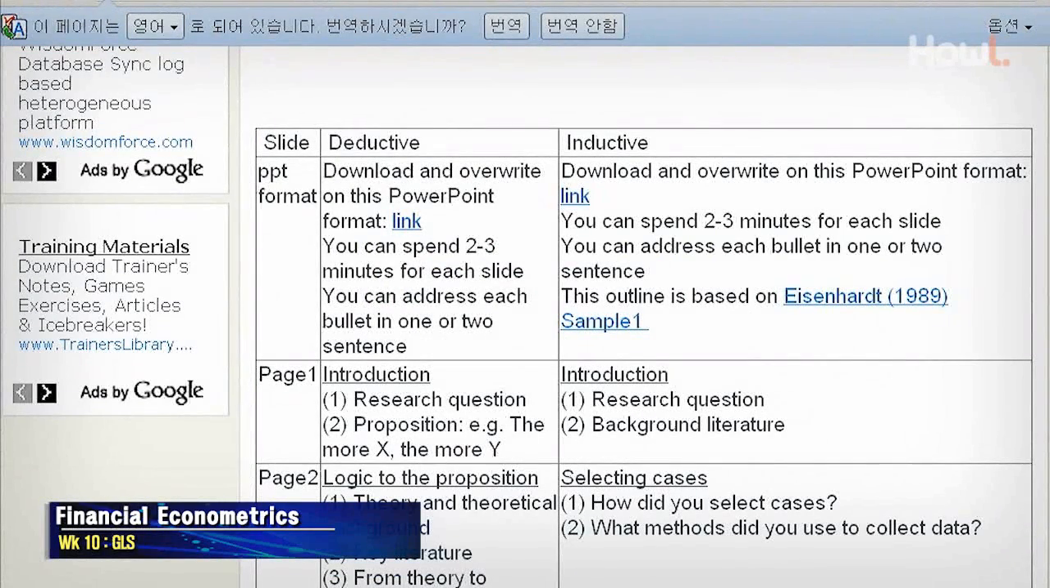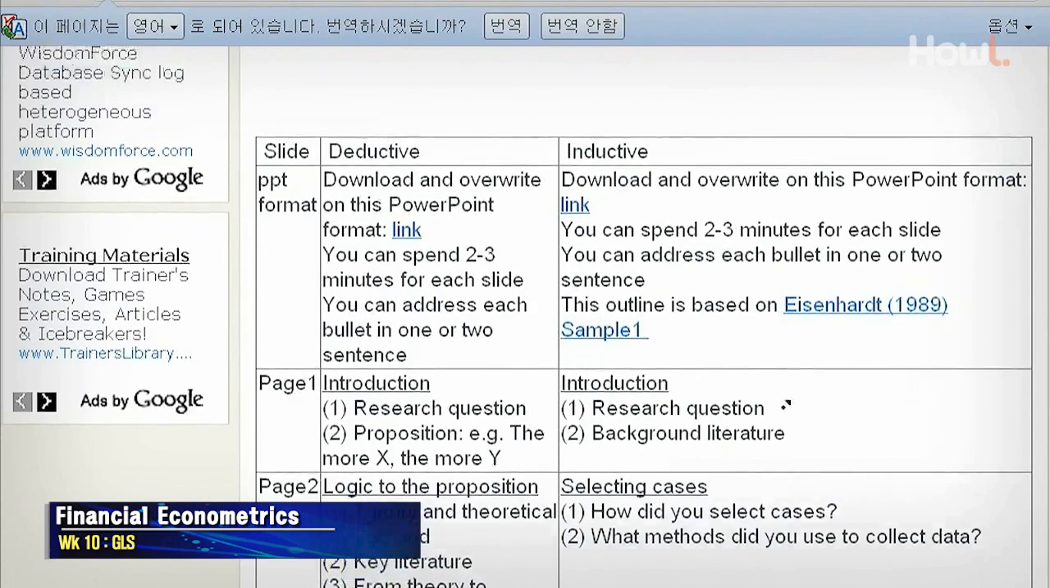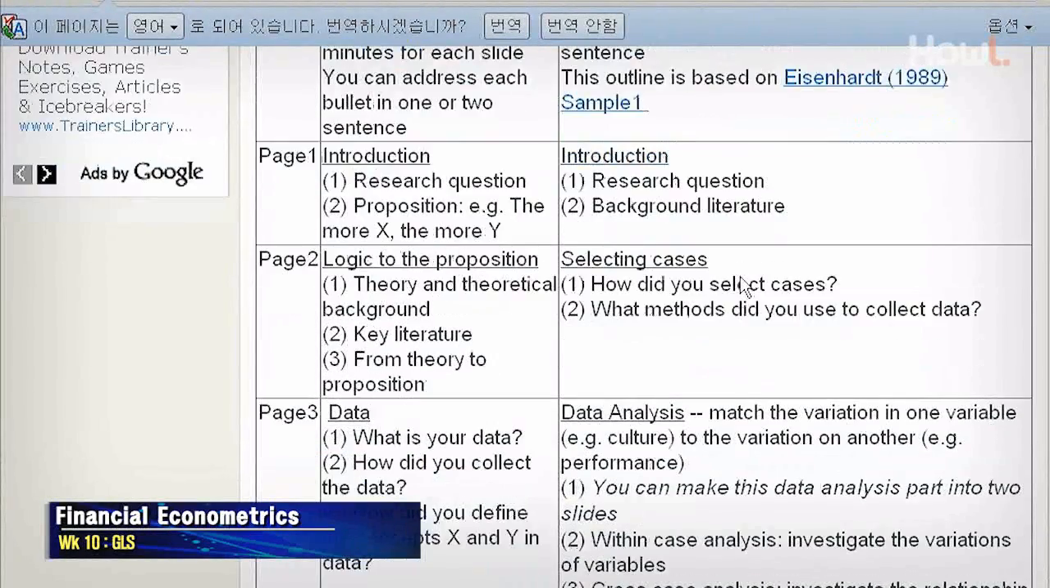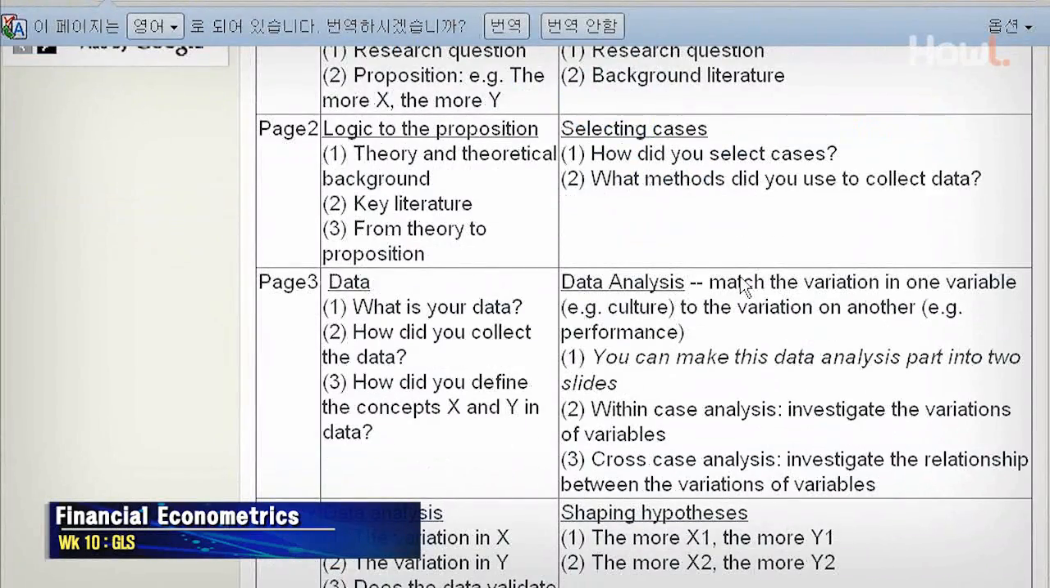Next one is the inductive method. Page number 1 is the same: research question and background literature. Slide number 2, you now have to select the case or data. How did you select cases or data? What method did you use to collect data? Slide number 3 is data analysis. You want to match the variation in one variable to the variation in another, culture and performance for example.